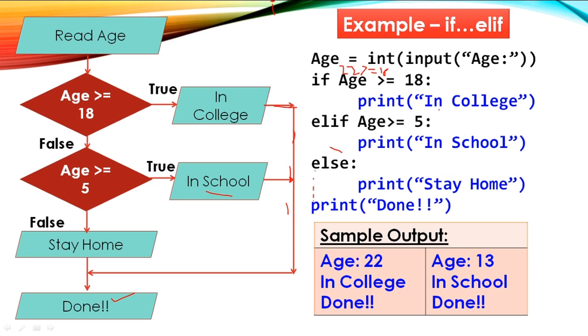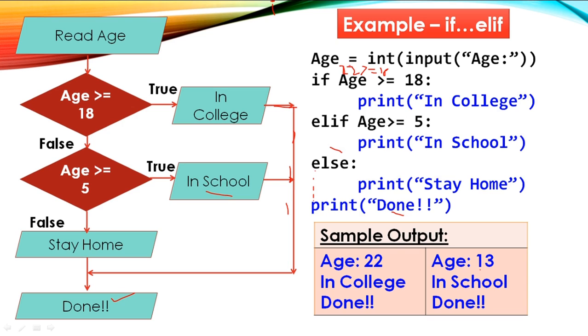So this in college will be displayed, and after that done also will be displayed. None of the conditions are evaluated again. If one of the conditions is evaluated true, all other statements are skipped in this block. And in the second output, if the age inputted is 13, here the condition is evaluated to false.